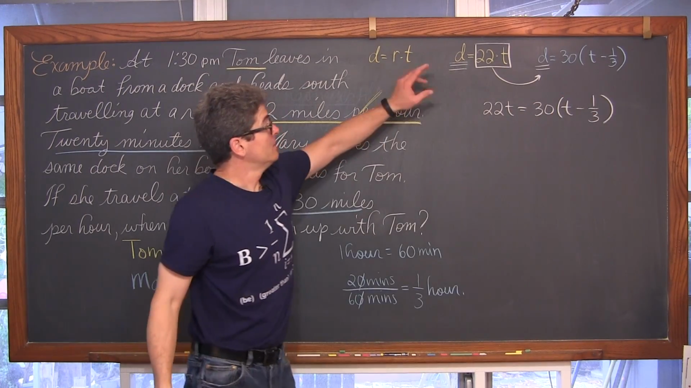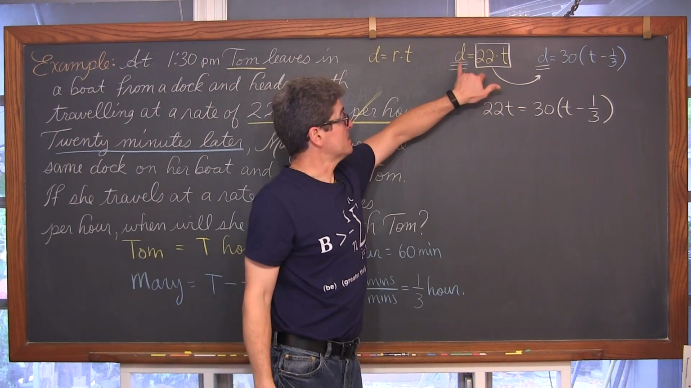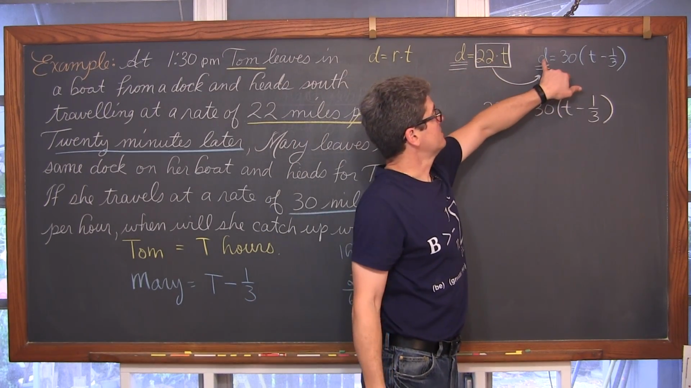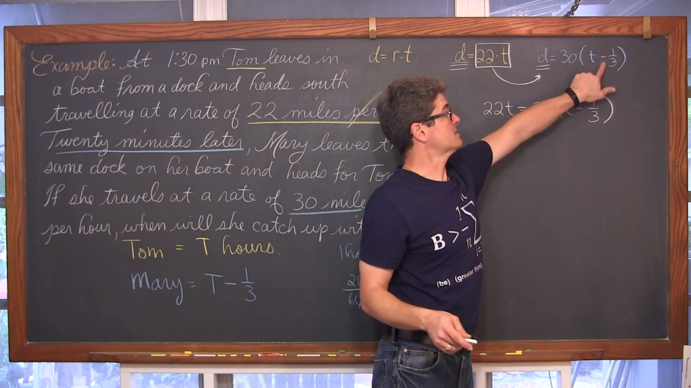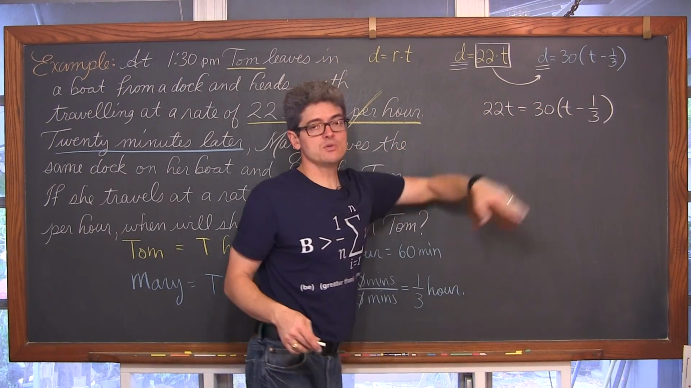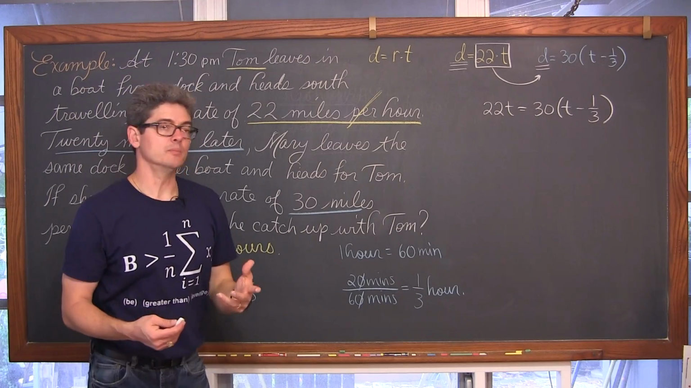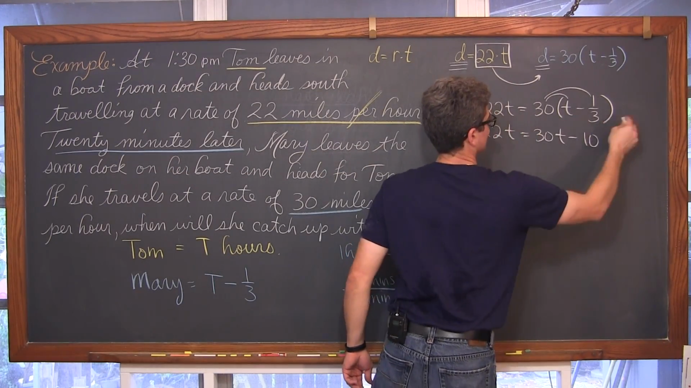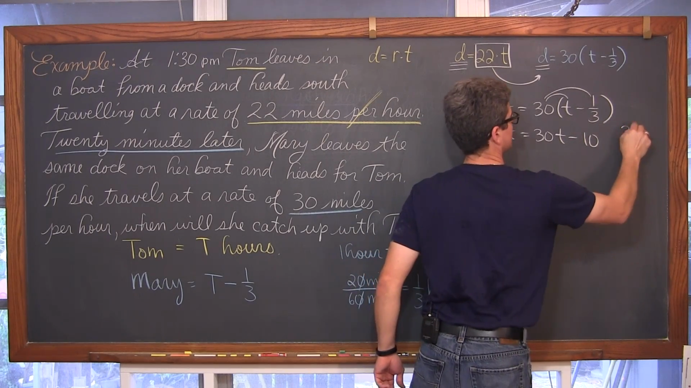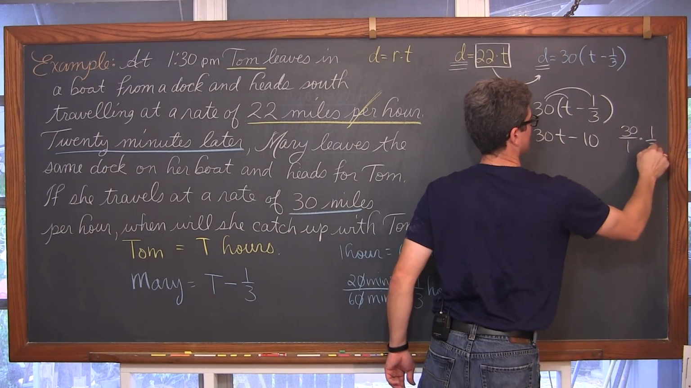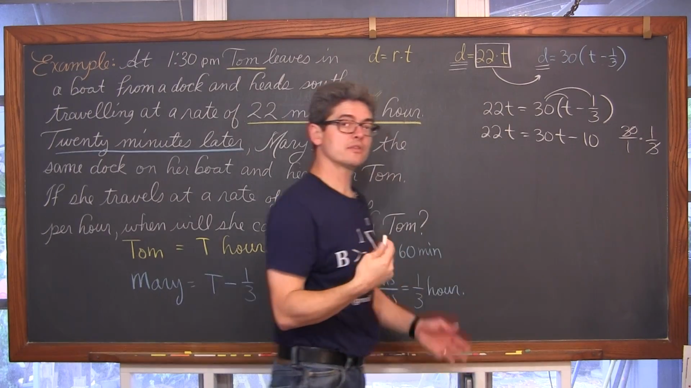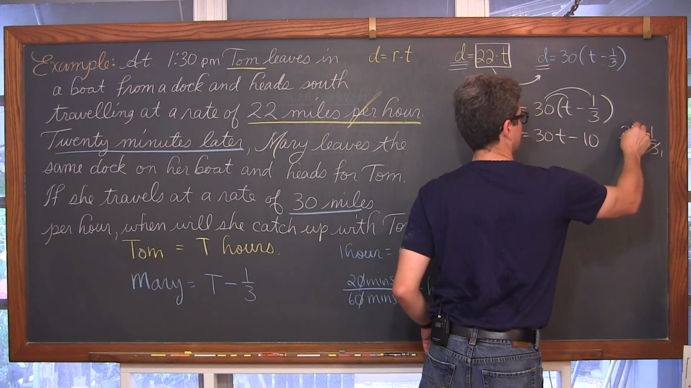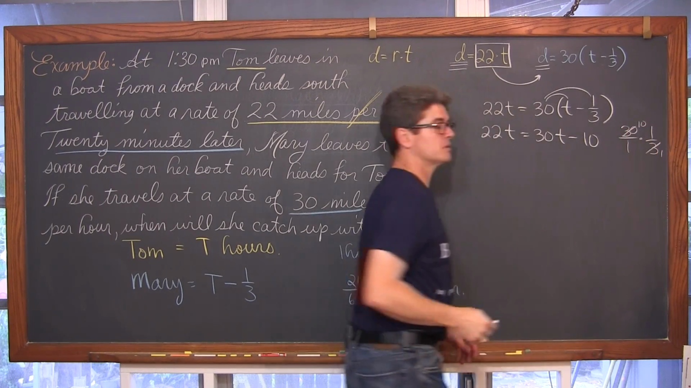Now we have one equation with two variables, distance Tom traveled and the time that he traveled, and the distance that Mary traveled and the time that she traveled. With that substitution, we now have one equation with one unknown. So we're going to distribute the 30. That's going to be 30 over 1 times 1/3. And the 30 over 3 reduces to be 10, or 3 divided by 3 is 1, and 30 divided by 3 is equal to 10.